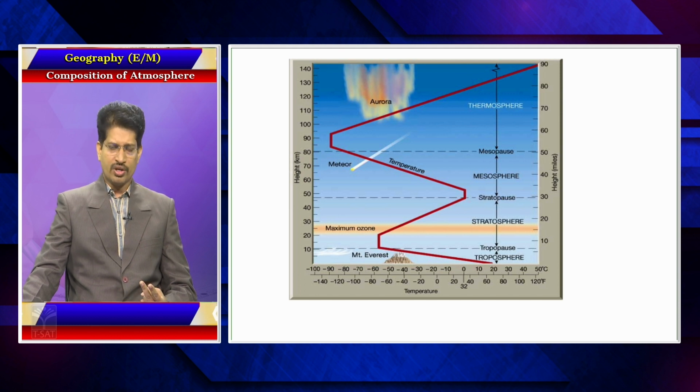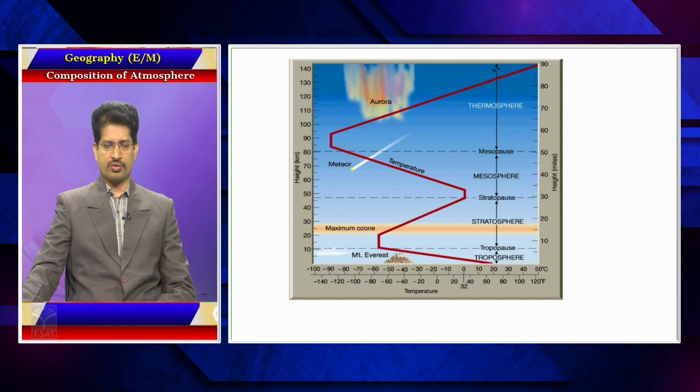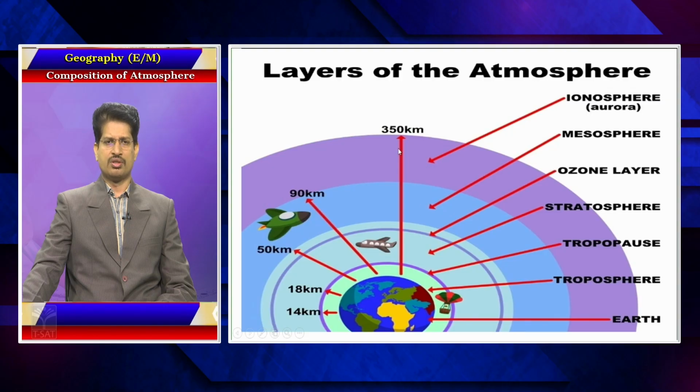The density variation and the atmospheric pressure variation also happen. Density gradually decreases with altitude. Atmospheric pressure also decreases with altitude. So this is how the variations happen. These are the different layers of the Earth's atmosphere and their variation.